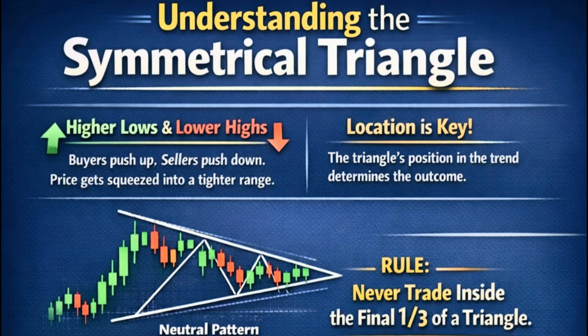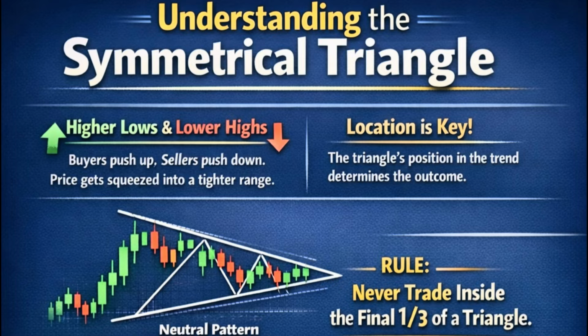This pattern forms when the market prints higher lows and lower highs at the same time. Buyers push up from below, sellers push down from above, and the price gets squeezed into a tighter and tighter range. The internal nature of this pattern is neutral. Neither side is fully in control, but the location of the triangle inside the trend tells you everything about what comes next.